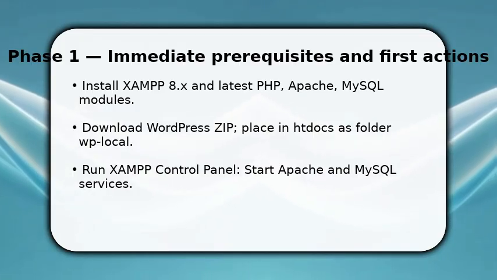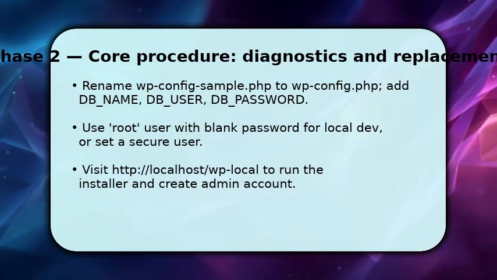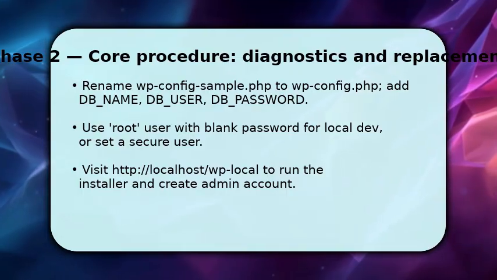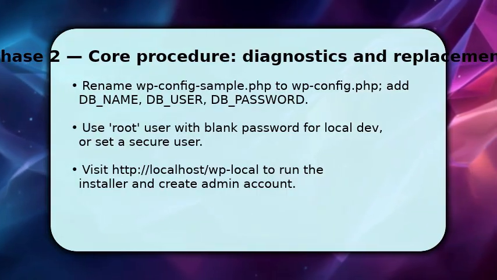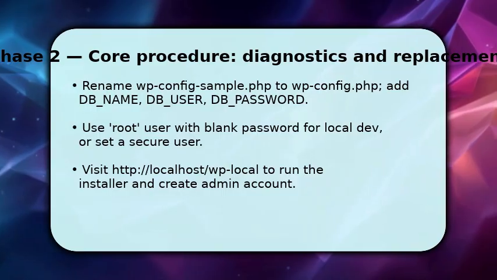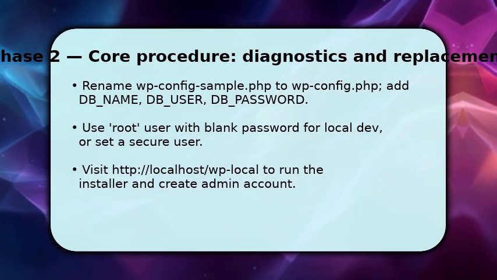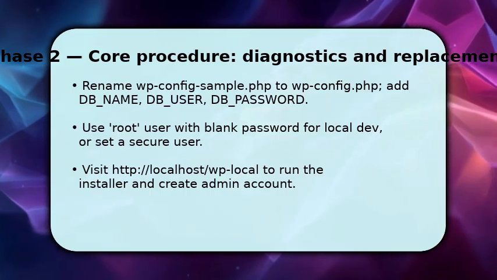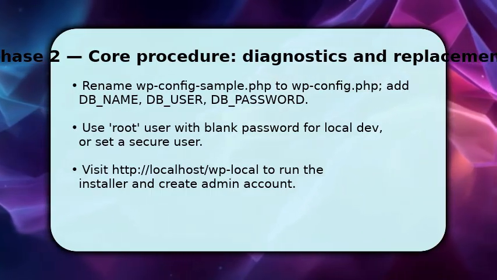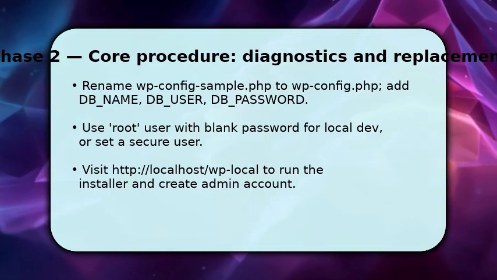Now proceed to configuration, open wp-config.php and add the database name, user, and password you created. This links PHP to MySQL. Once done, save and navigate to http://localhost/wp-local. The installer will ask for site title, admin email, and credentials.